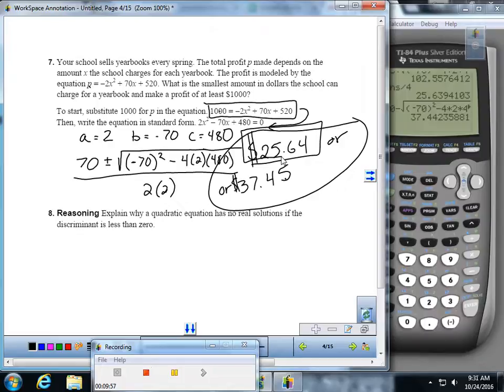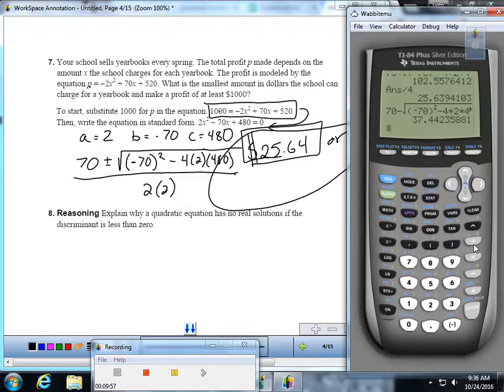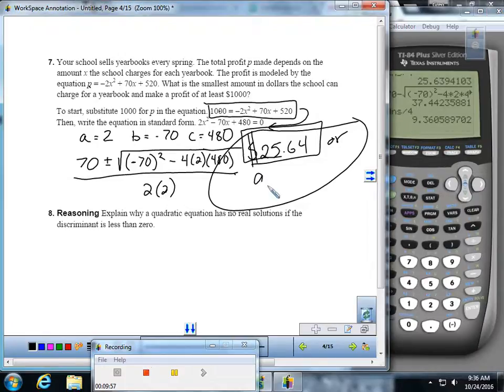Okay, Katie? I did forget to divide by 4. Thank you. Hold on. This changes everything. Back to this. Divide by 4. $9.36. That's more like it. So that, if you put in 935 or 936 for this, it's going to give you 1,000. So sorry, this. And that's a cheap yearbook. I wouldn't expect a whole lot out of that yearbook. Okay?